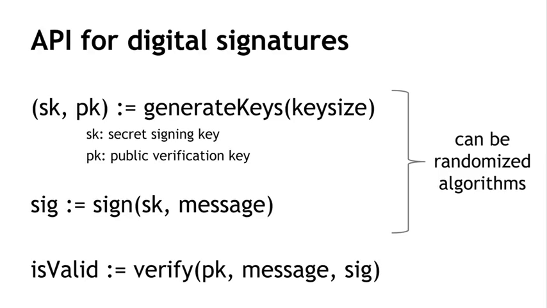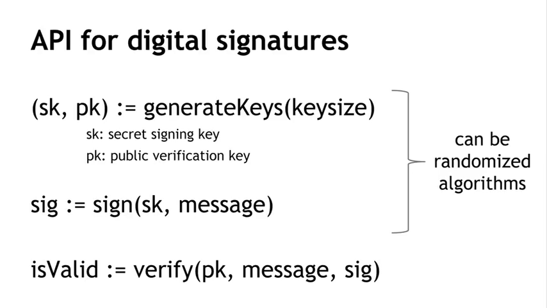Okay. The second operation is the sign operation. So the sign operation, you take your secret signing key and you take some message that you want to put your signature on, and it returns SIG, which is a signature. It's just some string of bits that represents your signature.